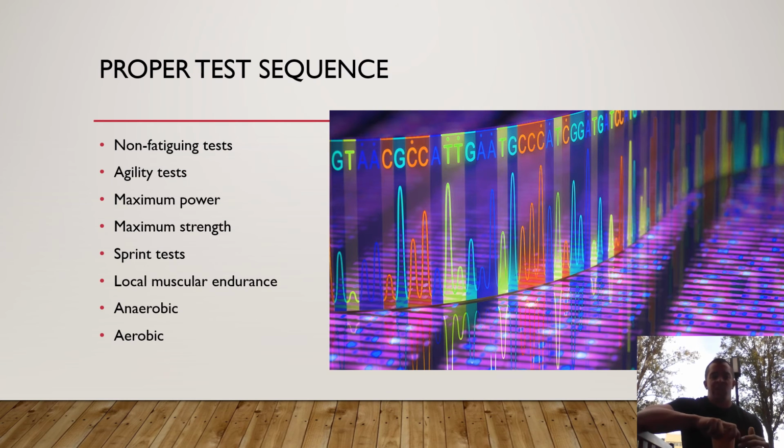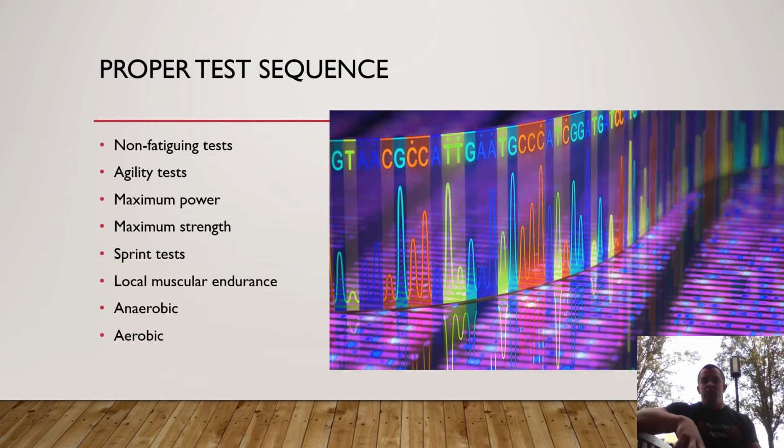So, proper testing sequence, right? This is the NSCA model for the proper testing sequence straight from your textbook. We've got to be careful because if you come from an ACSM background, it's slightly different. But what it should say is, we've got non-fatiguing tests first. Non-fatiguing tests or assessments are something like, we put them on a scale and assess their body weight, body fat, height. Other things that are non-fatiguing might be something like the vertical jump. So even though it is a power test, it is a non-fatiguing test.